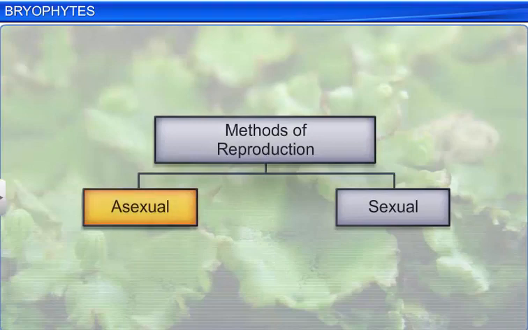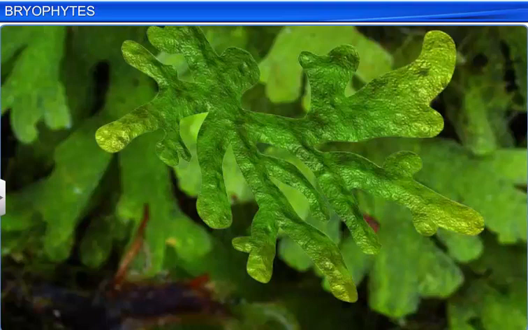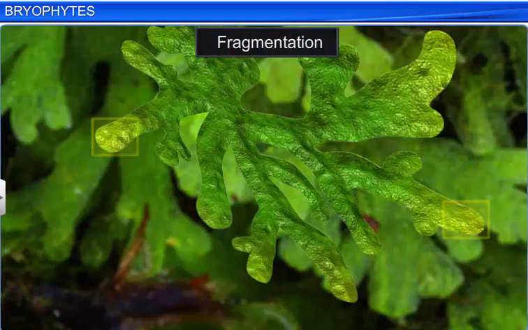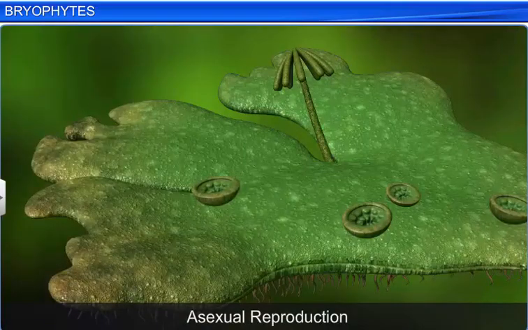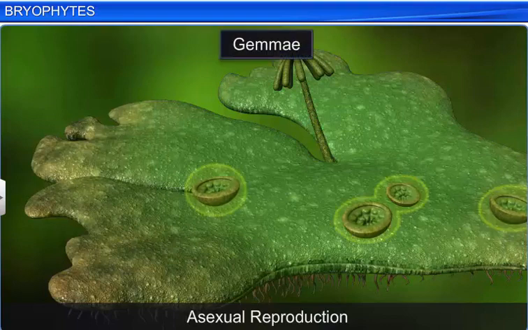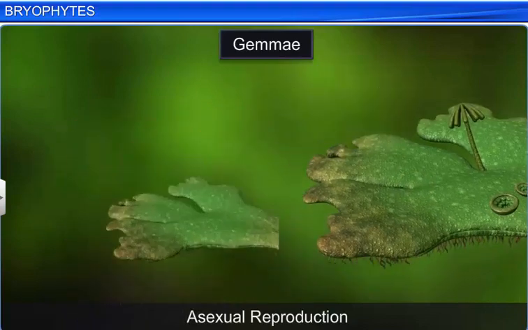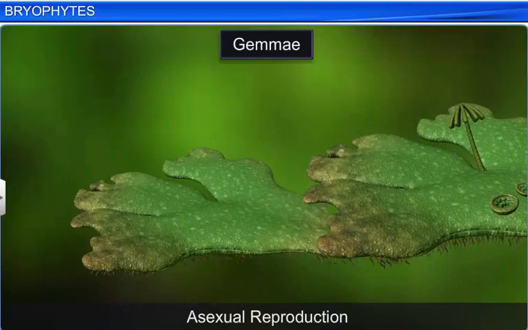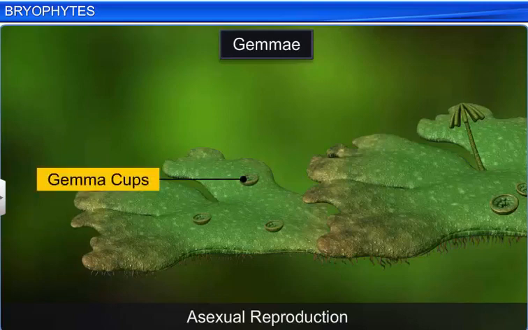Liverworts reproduce both asexually and sexually. In the case of asexual reproduction, we observe fragmentation of the thallus. Asexual reproduction also occurs when gemmae are formed. They are green, multicellular, asexual buds that separate from the parent and develop into new individuals. They develop in small receptacles called gemma cups located on the thallus.